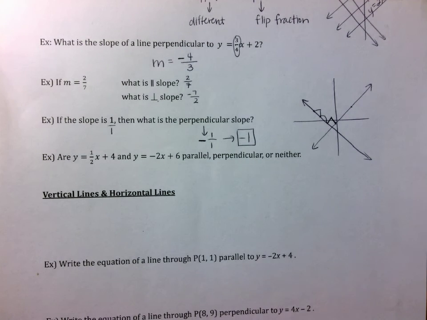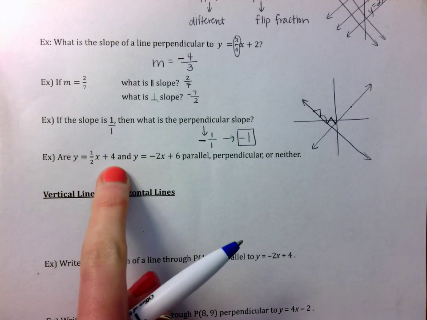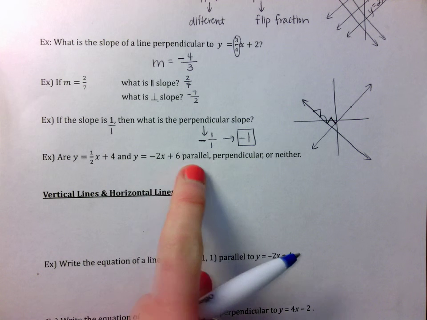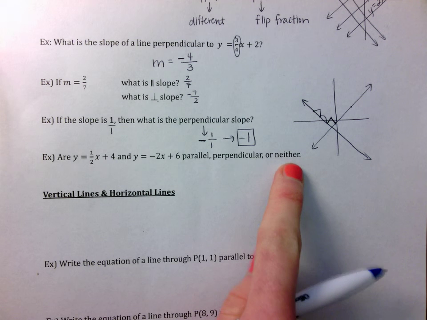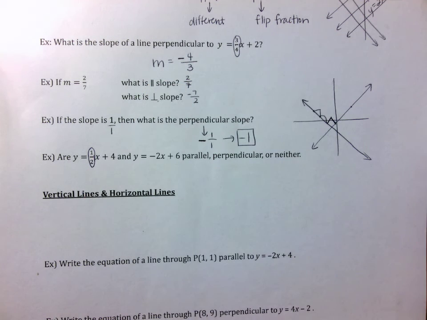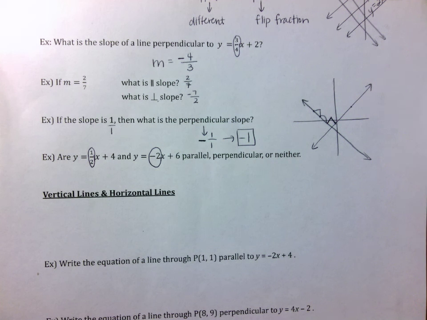Let's look at the last example here before we talk about vertical lines and horizontal lines. So our y equals 1/2 x plus 4, that line, and y equals negative 2x plus 6: parallel, perpendicular, or neither? So when you have a question like this, you're focusing on the slopes and how they compare. The first line has a slope of 1/2, and the second line has a slope of negative 2.